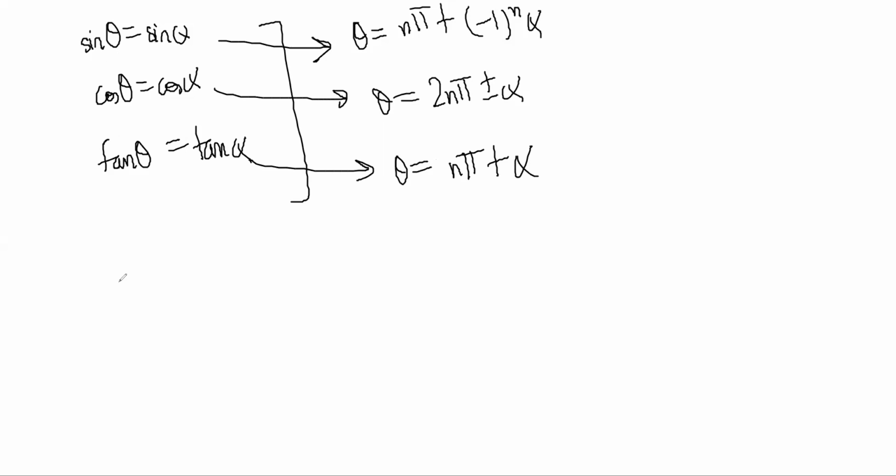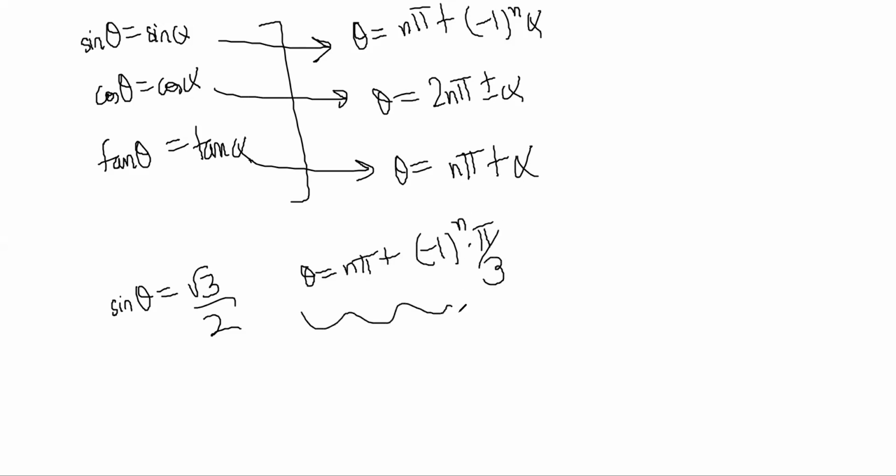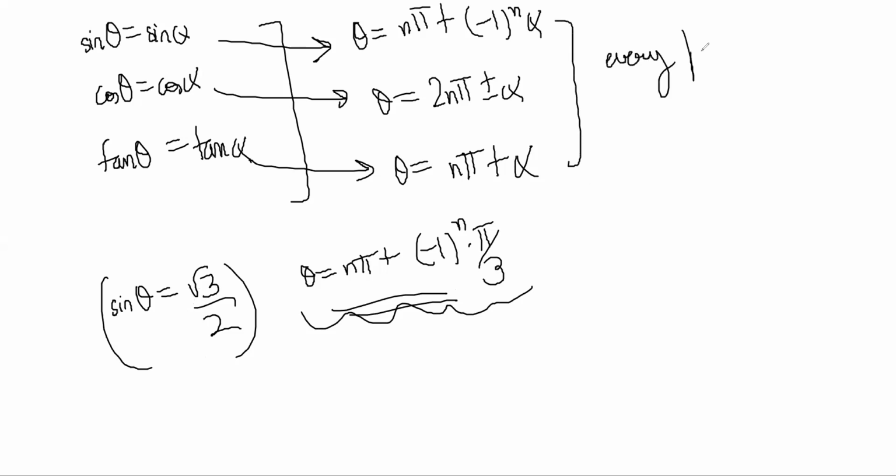So suppose sine theta is equal to root 3 by 2. I will say theta is equal to n pi plus minus 1 power n pi by 3. These are all the possible angles which will satisfy this, right? I will not say just pi by 3. Just pi by 3 is not the complete answer. This is the complete answer. So that is what I mean. This formula gives you every possible angle, right?